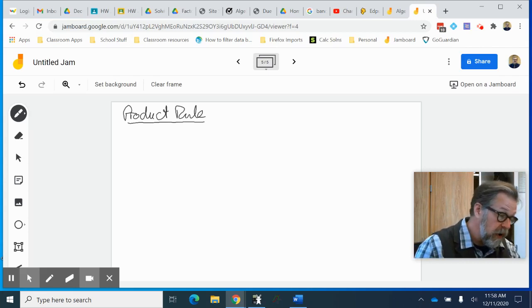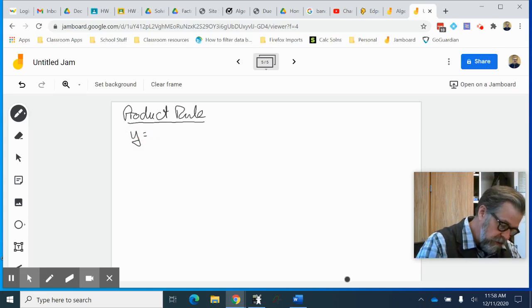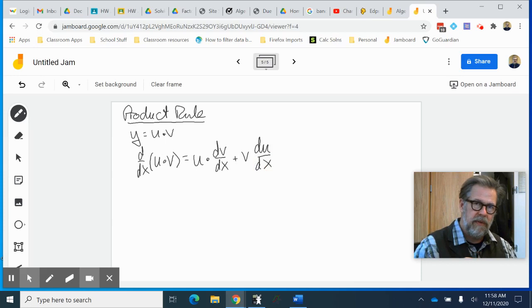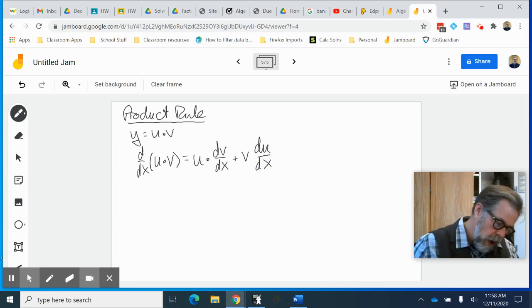I've got two functions, u and v. So we'll just say that our function is equal to u times v, the product of. And I want to know the derivative of that product. Well, the rule is u dv/dx plus v du/dx. It's just one function times the derivative of the other, plus the other function times the derivative of the one.